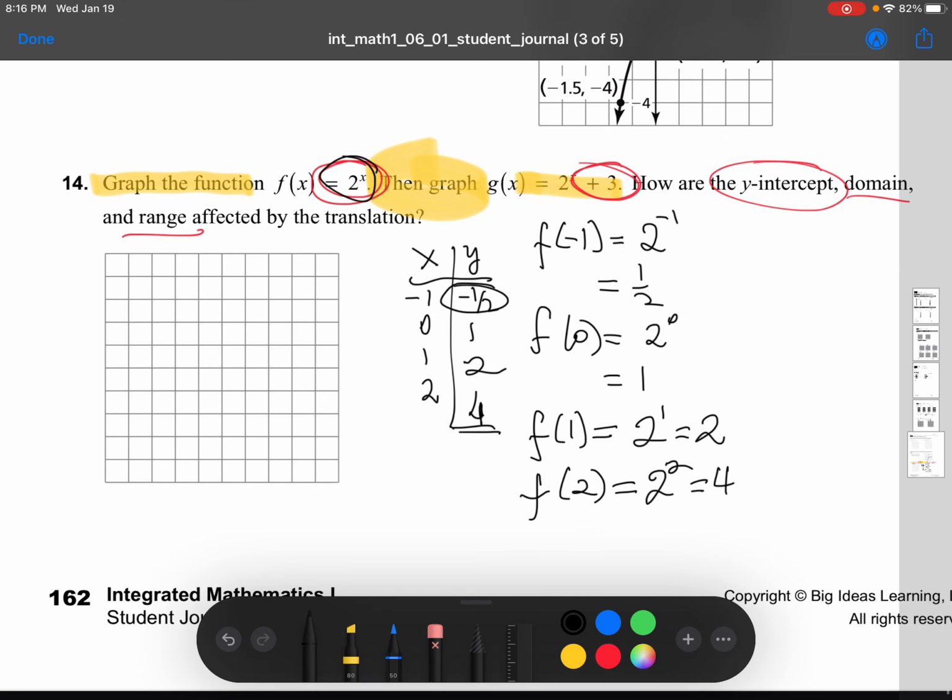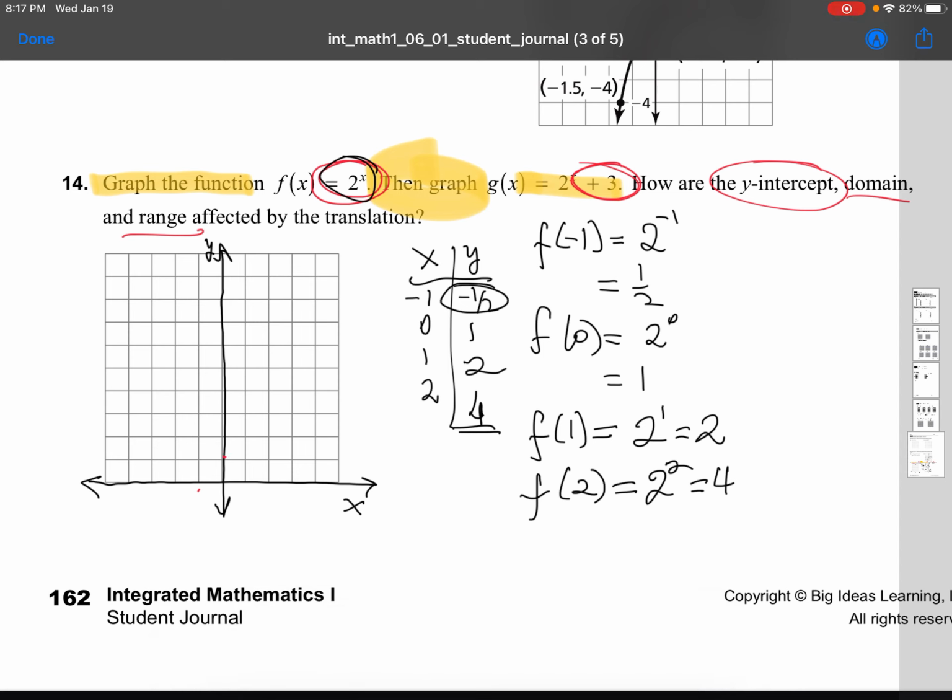So, let's do this. Let's use our x-axis here and the y-axis right here. We can do this in red. When x is -1, y is -1/2, so it's somewhere over here. When x is 0, y is 1, so it's right here. When x is 1, y is 2. And when x is 2, y is 4.